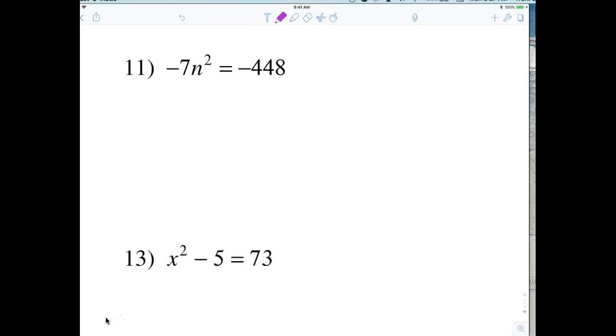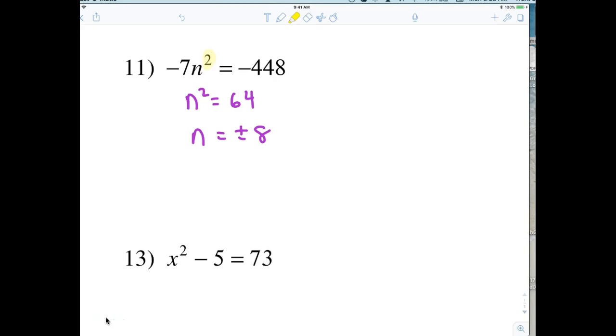All right, number 11. Divide both sides by -7. So we have n squared is equal to, somebody said 64. Is that correct? So now n is equal to what? Plus or minus 8. Again, how many solutions are there for quadratics? 2 solutions. That's how you try to remember, plus or minus.